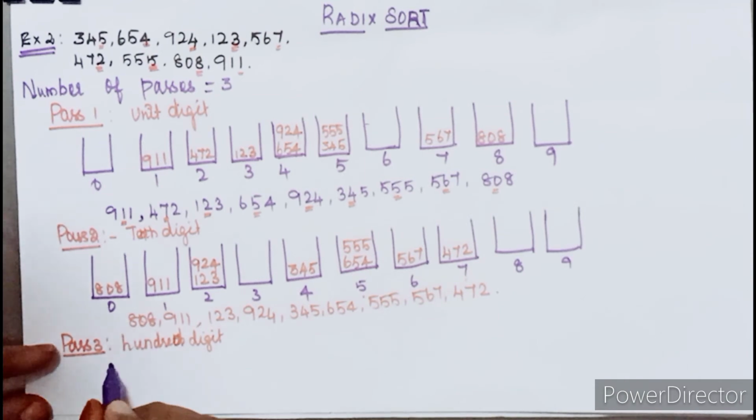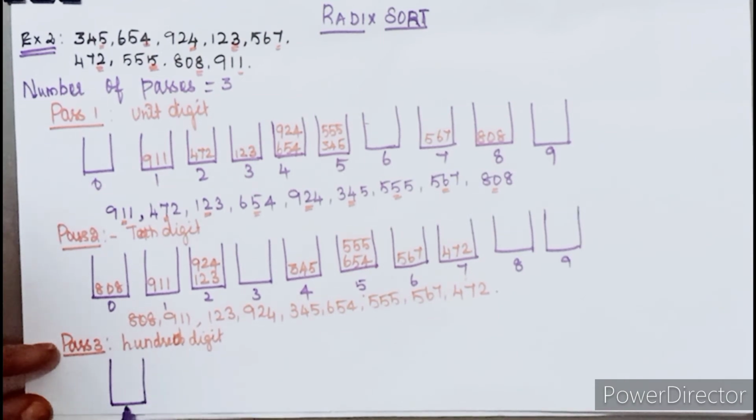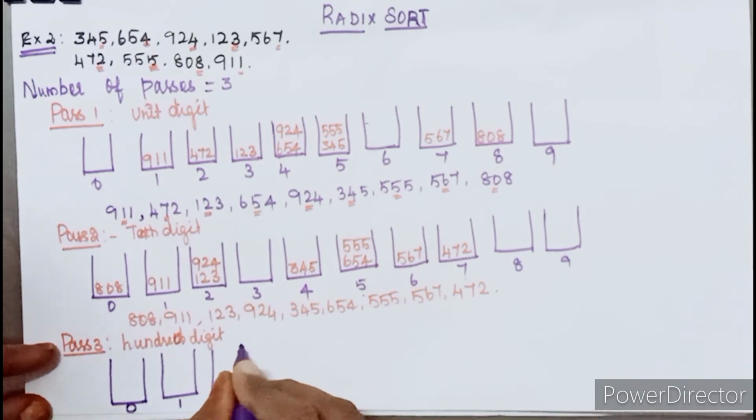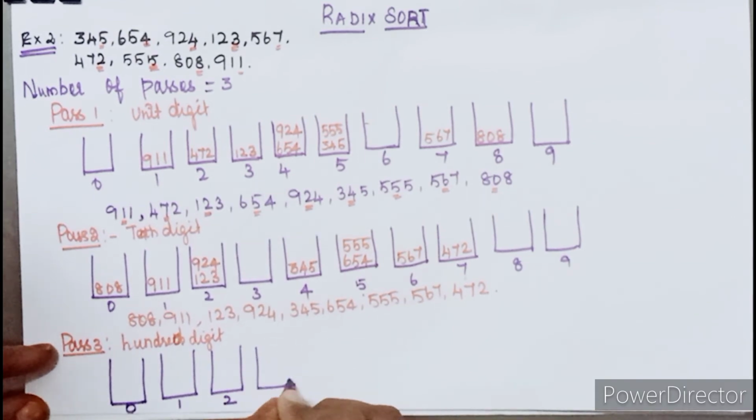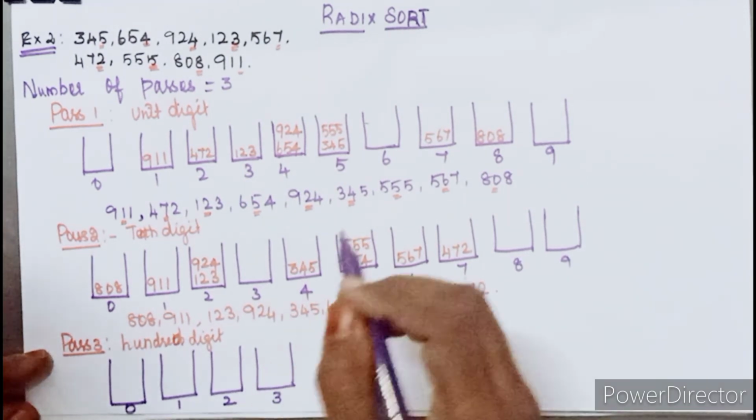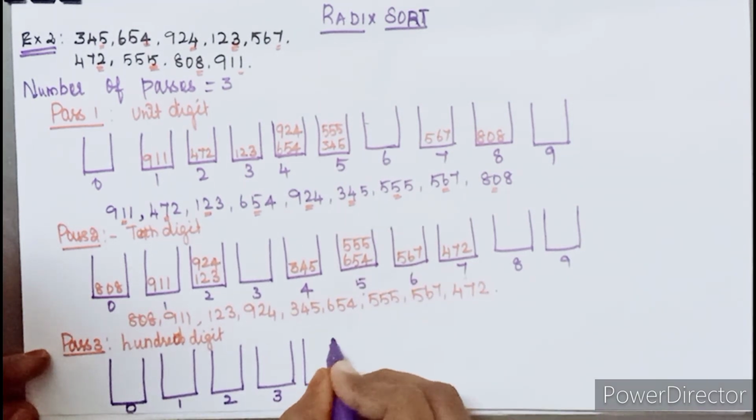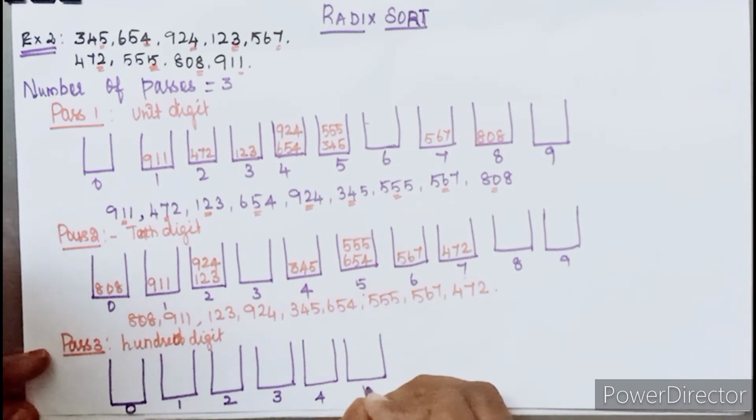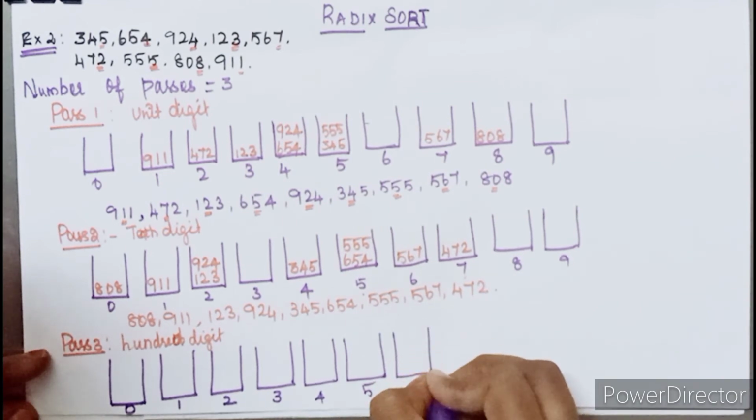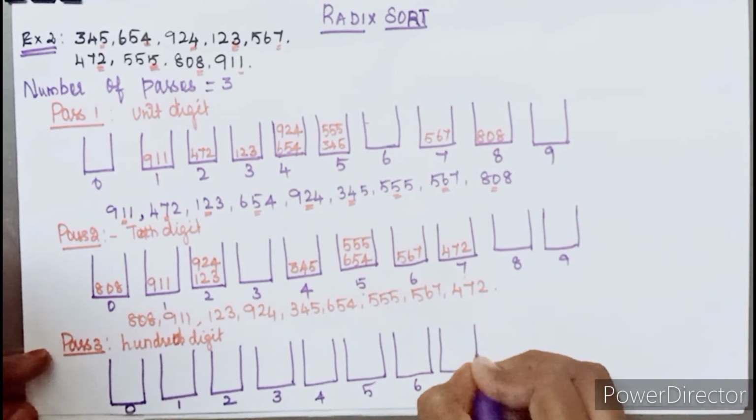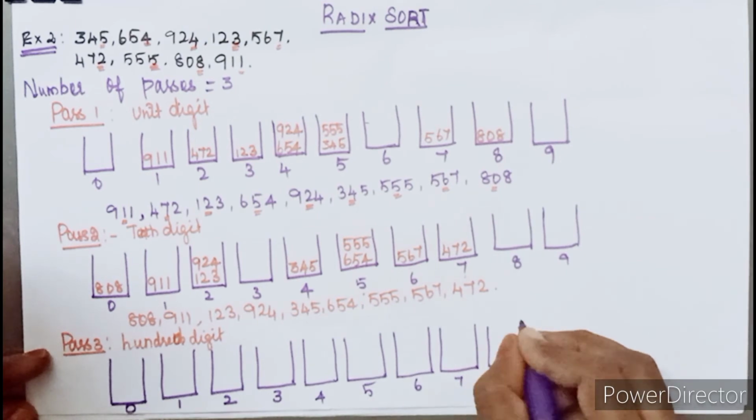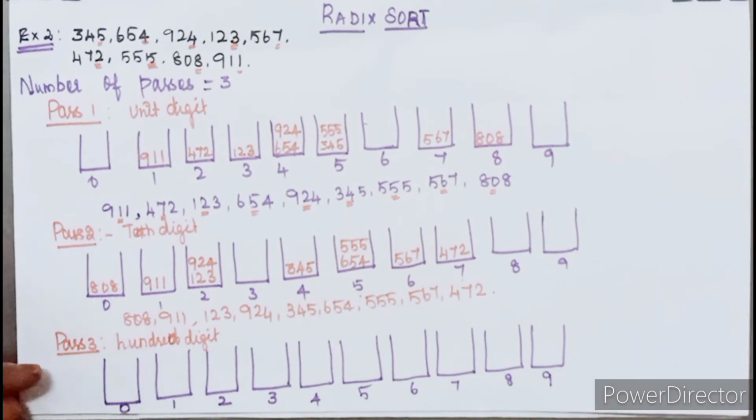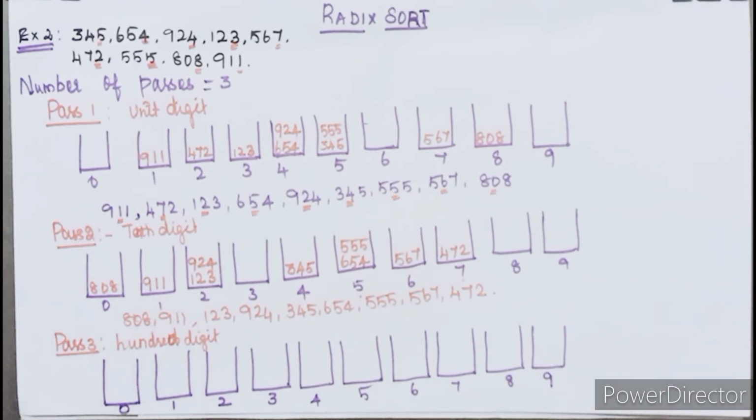Okay, let me draw the buckets. This bucket name is 0. This is 1, this is 2, 3, 4, 5, 6, 7, 8 and 9. Let us start sorting the numbers.